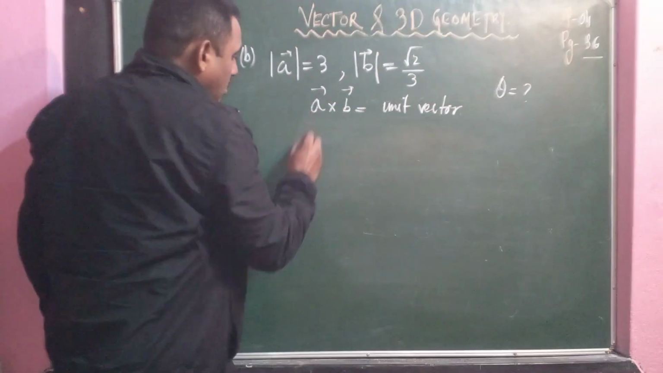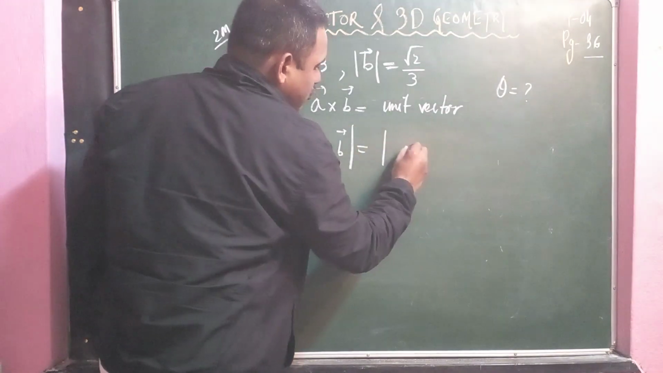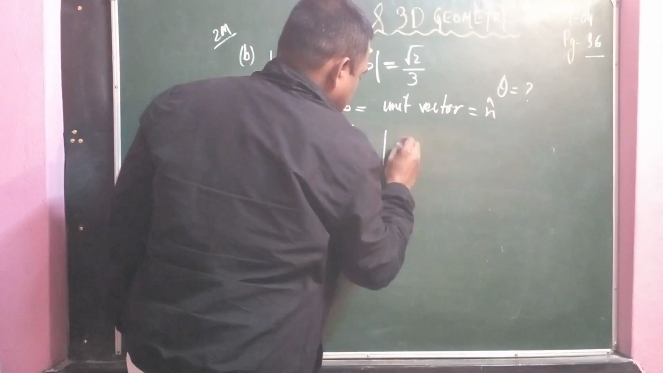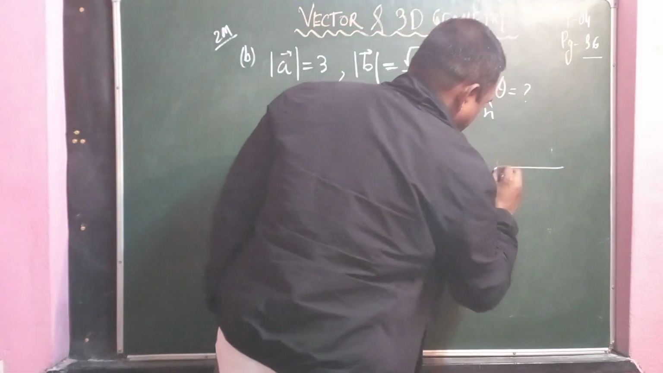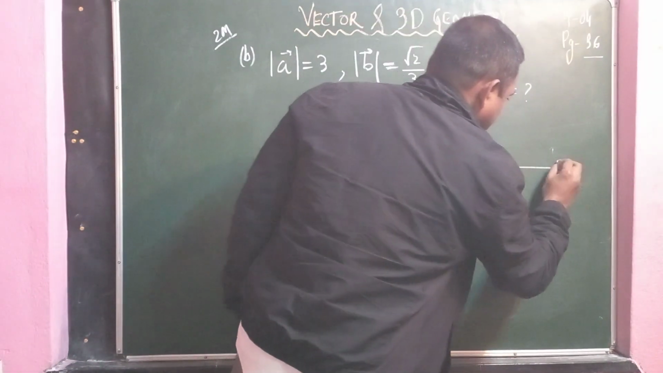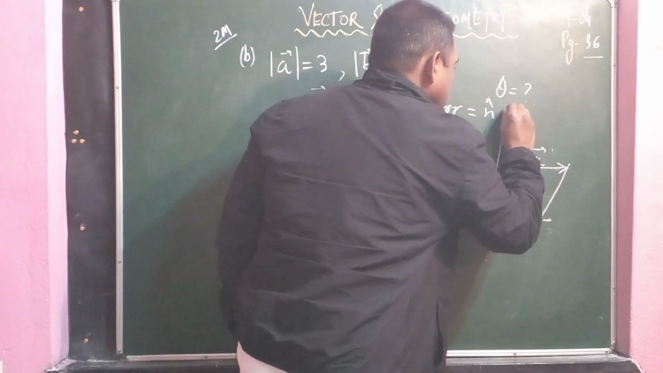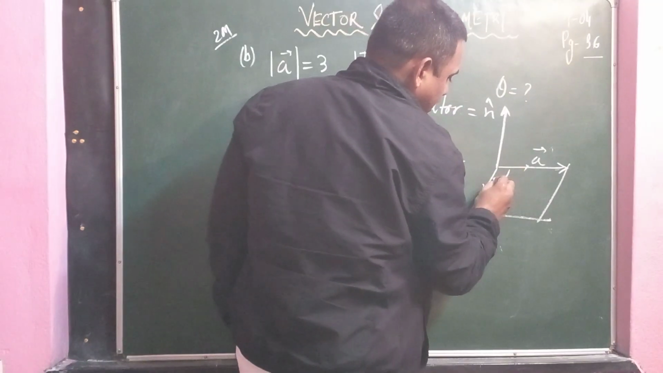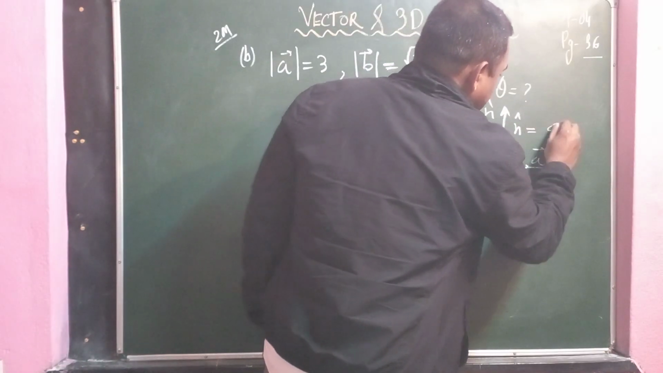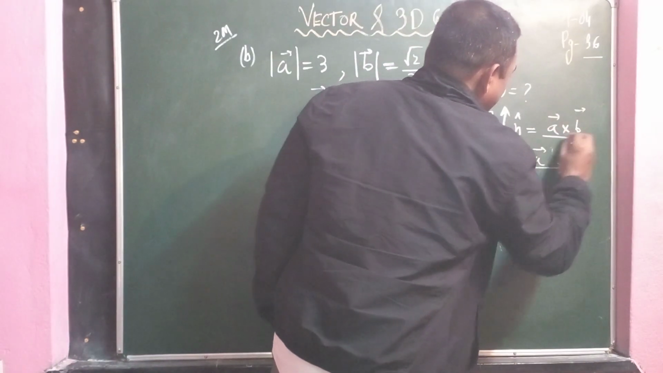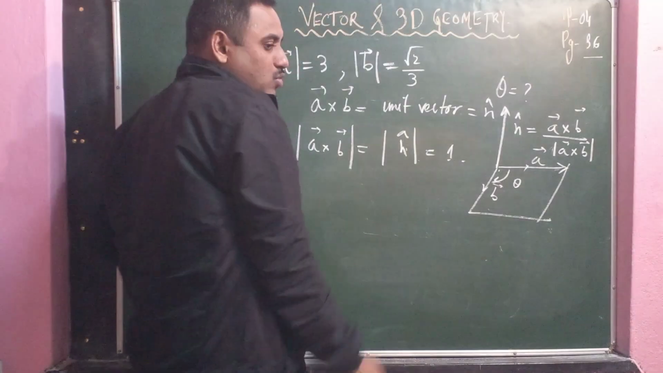Now, what is mod A cross B? Mod A cross B will be mod of a unit vector. Suppose that unit vector is n cap. So that is mod of unit vector, so that is 1. Suppose this is a plane. Suppose this is A vector and this is B vector. What will be A cross B? This is the angle theta. So the unit vector is actually A cross B by mod of A cross B. Why? Because A cross B will be perpendicular to the plane.